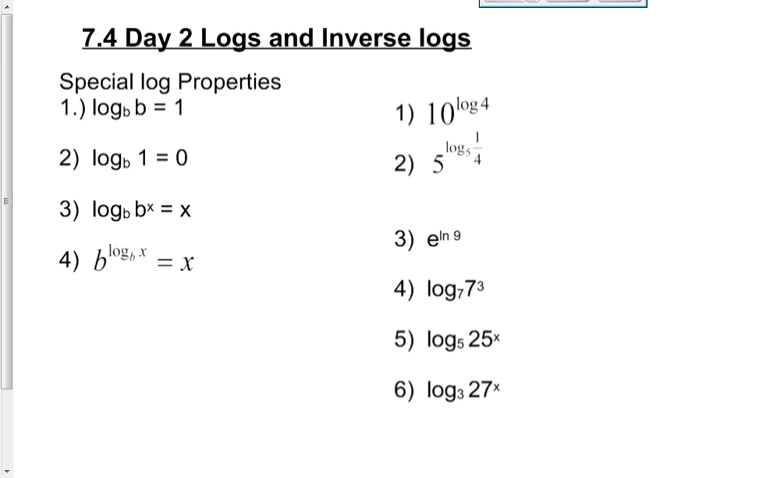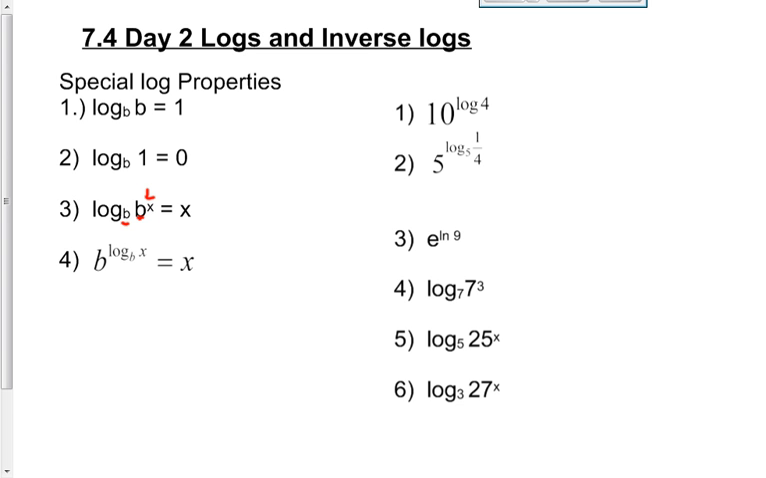Now we're going to add in two new properties. The next one is log base b of b to the x will always equal x. If your log base and the base of the next value are the same number, your answer will always be whatever you see in that power position, x.